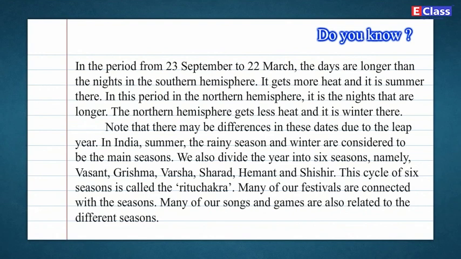In India, summer, the rainy season, and winter are considered to be the main seasons. We also divide the year into 6 seasons, namely Vasant, Grishma, Varsha, Sharad, Hemant, and Shishir. This cycle of 6 seasons is called the Rutu Chakra. Many of our festivals are connected with the seasons. Many of our songs and games are also related to the different seasons.